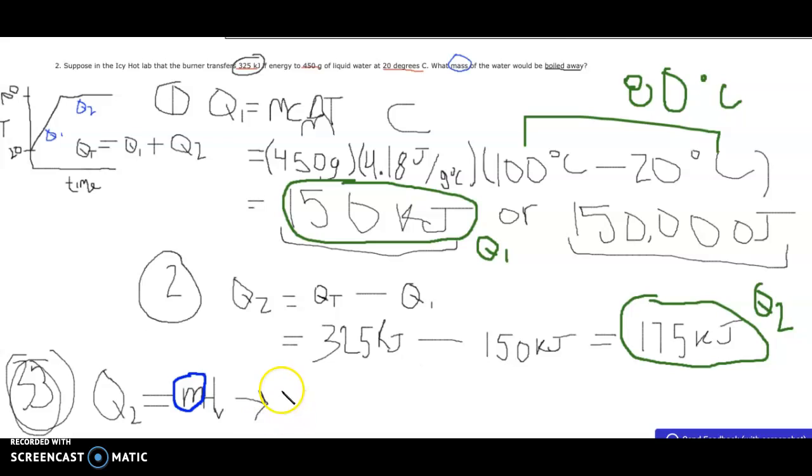So we get mass is equal to Q2 all over heat of vaporization. Which is equal to 175. And in this case, I'm going to use joules, just because they give you the heat of vaporization at the very top of the sheet. They give it to you in joules, so you can do kilojoules and convert the heat of vaporization if you want, but I think it's just easier to do joules.